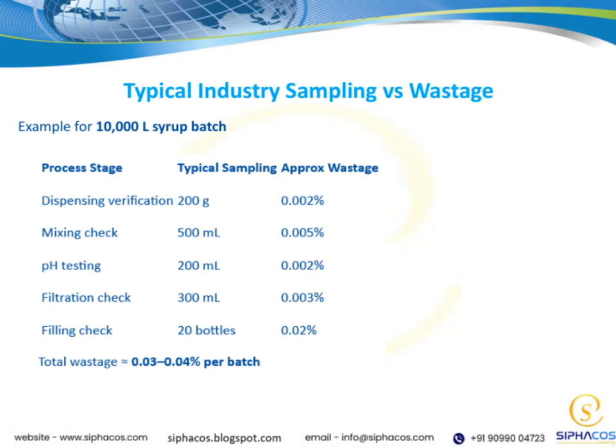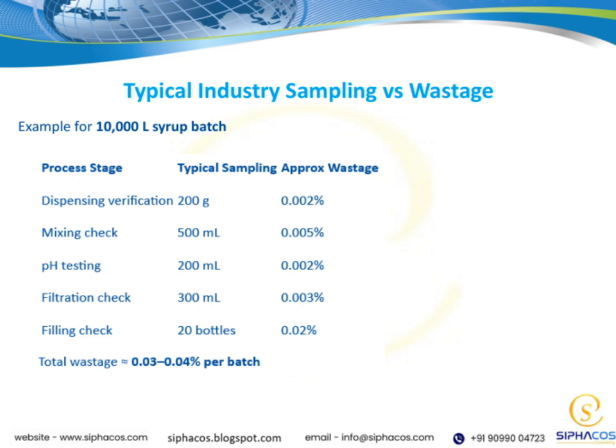Let's take a closer look at the typical industry sampling process versus wastage, using a practical example. Imagine we're working with a 10,000-liter batch of syrup. Now, in many industries, sampling is a necessary step to ensure quality and consistency. However, this process often involves taking multiple samples throughout production, which can lead to wastage.